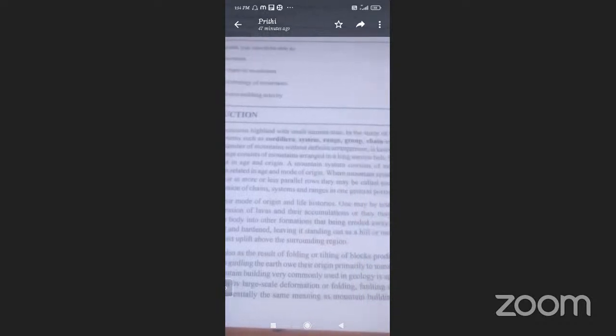A mountain chain is an individual one, with more or less parallel ranges. But a cordillera is a combination of chains, systems, and ranges in one general portion of a continent, within the continent.